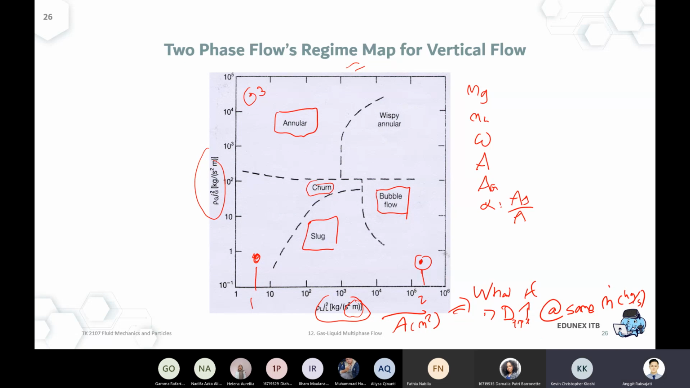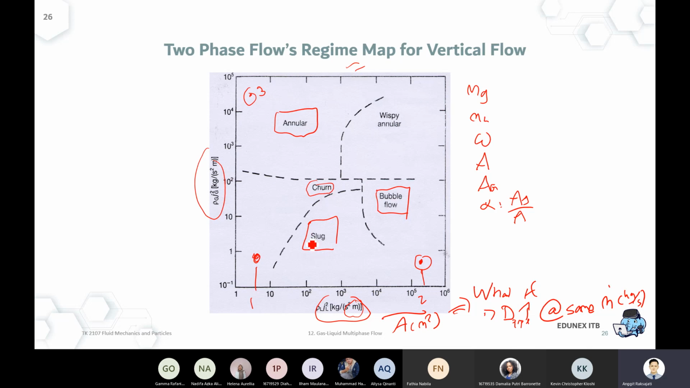The velocity will decrease. At a bigger diameter, of course, we will have a bigger area, right? We have a bigger area. That means the linear velocity will decrease. So that's why it's important. We can actually shift this map.